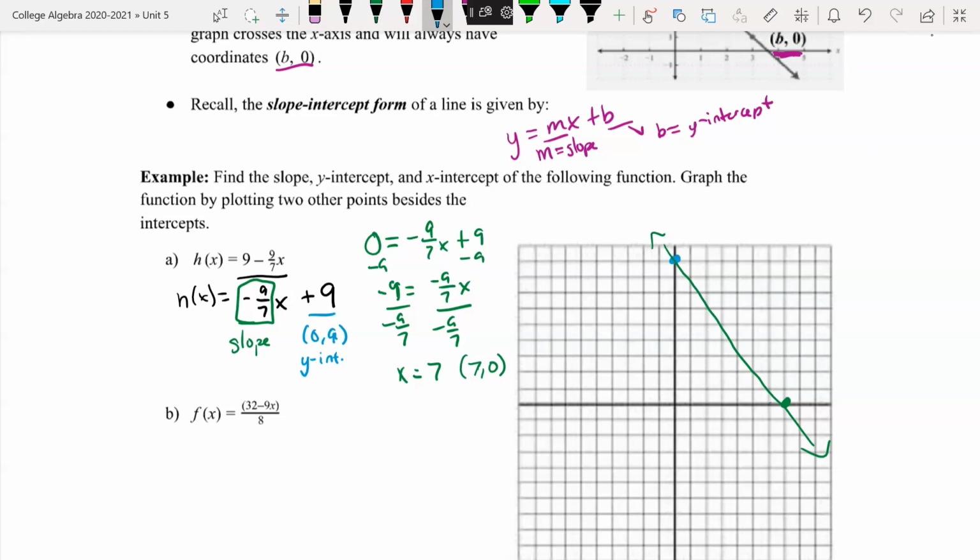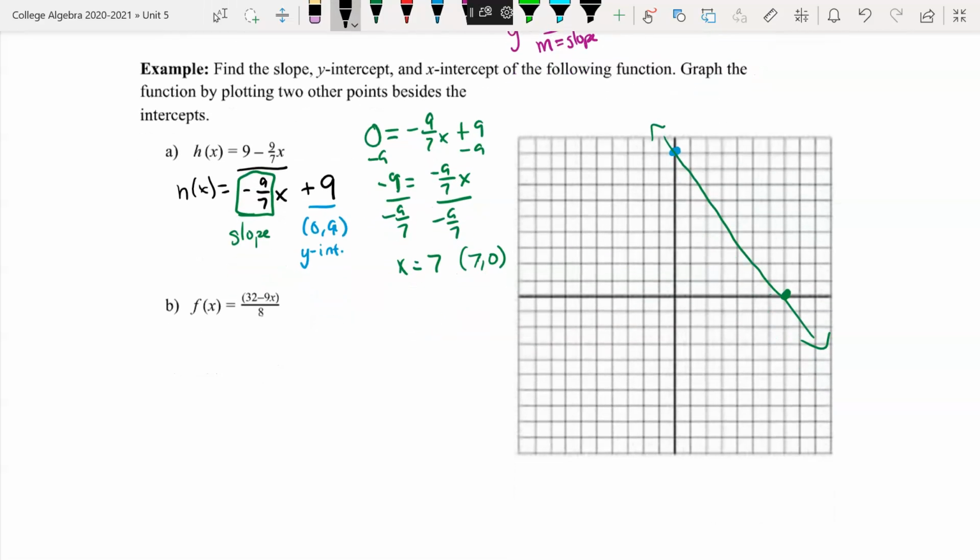Again, if you're going to do this, you can always keep using your slope to find other points. So I just go down 9, right 7 from that x-intercept, and it'll give me another point. Or I can go up 9, left 7 for the blue point, aka the y-intercept, to get some other points. Okay?